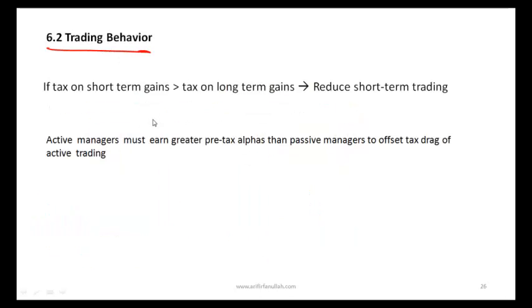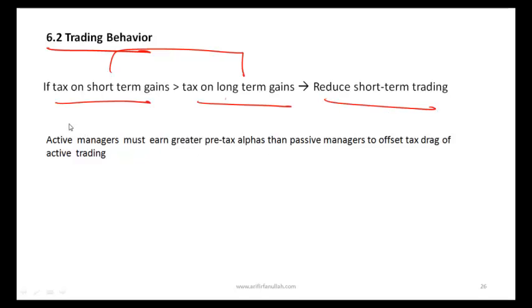Next is trading behavior. And here again, I have pulled out the main point from here. I hope you know that very often the tax on short-term gains are higher than tax on long-term gains. When you buy and sell a stock within a year, the capital gain tax is higher than if you sell the stock after longer than 1 year. What does this say about short-term trading? This should reduce short-term trading. So the implication of your tax structure is that this should reduce short-term trading.